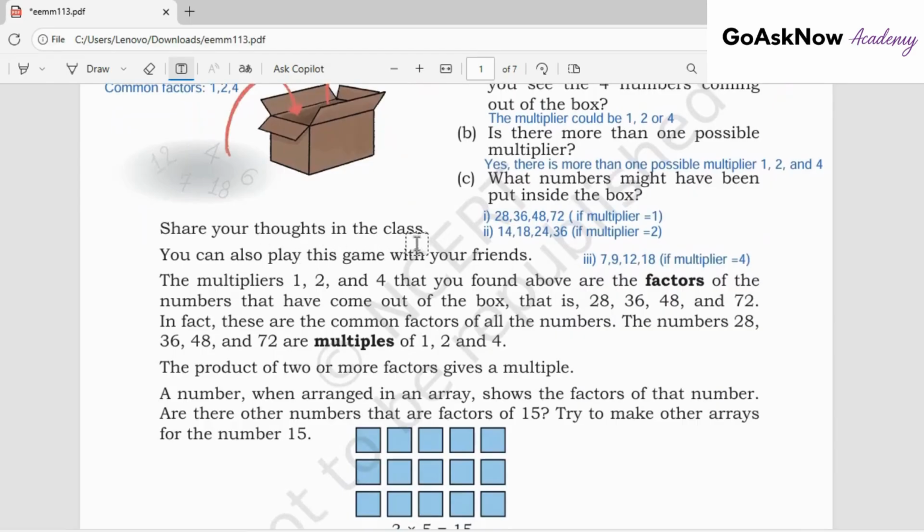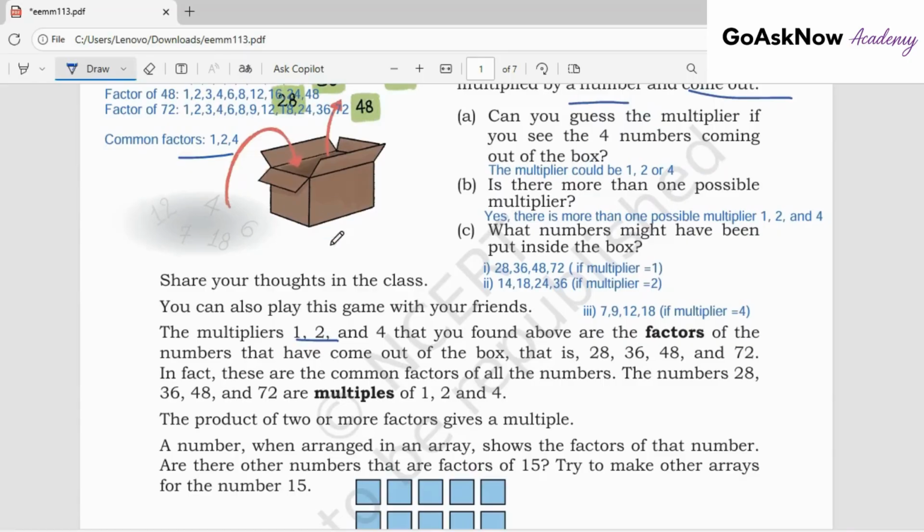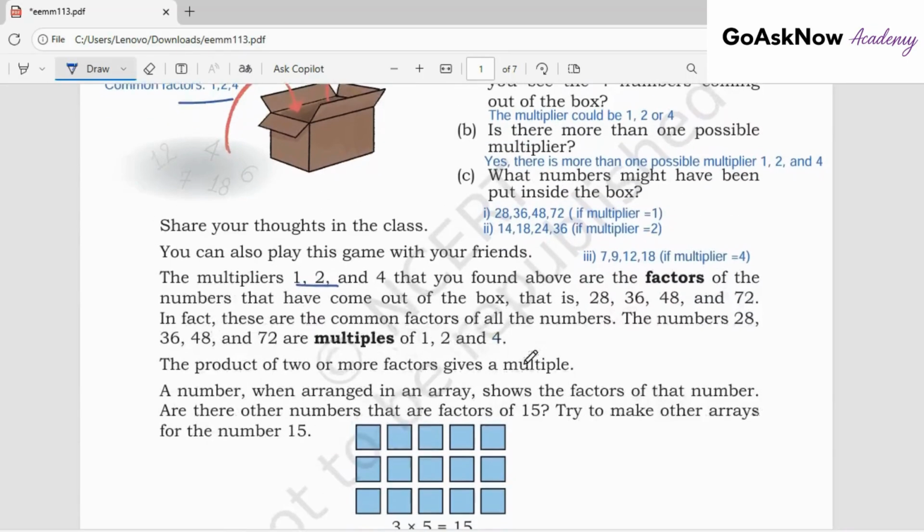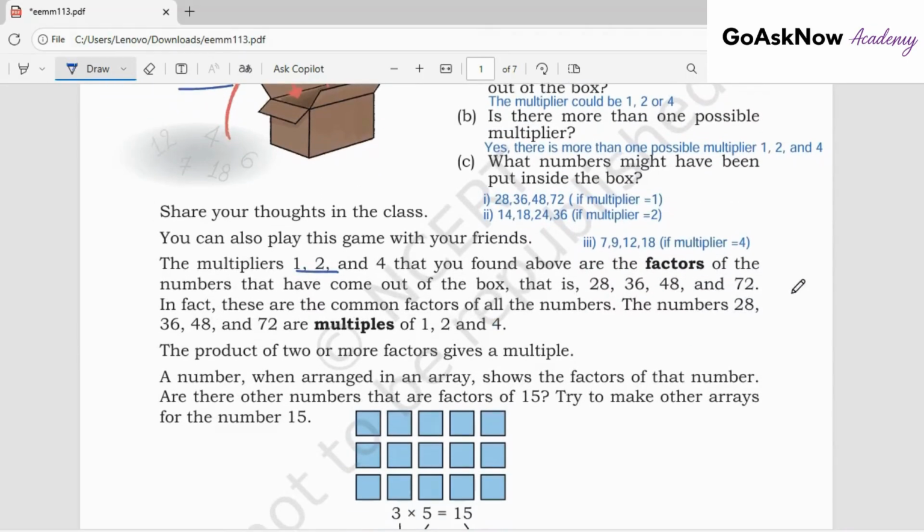Share your thoughts in class. You can also play this game with your friends. The multipliers 1, 2, 4 that you found above are the factors of the numbers that come out of the box, that is 28, 36, 48 and 72. In fact, these are the common factors of all the numbers. The numbers 28, 36, 48 and 72 are the multiples of 1, 2 and 4.